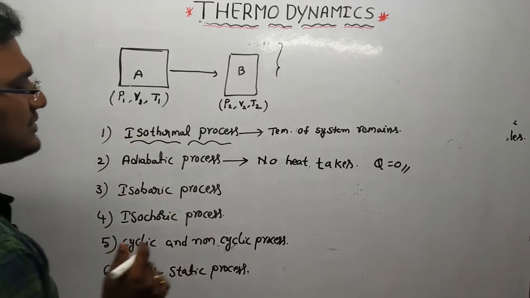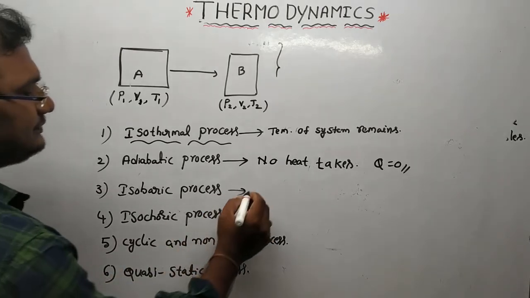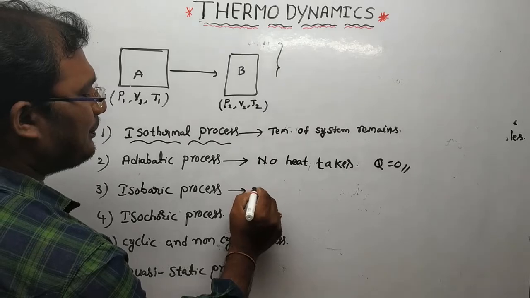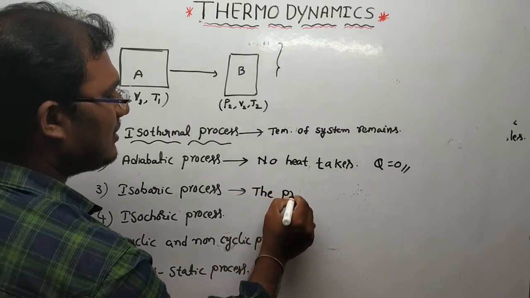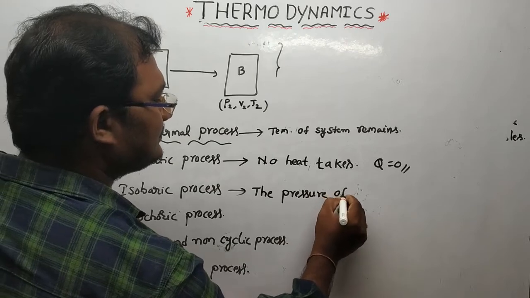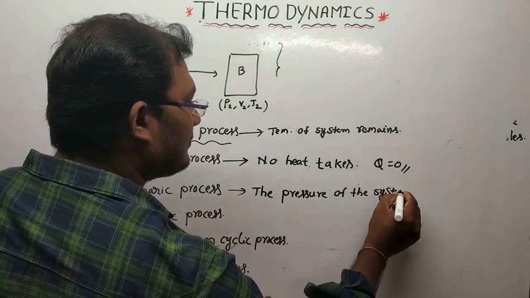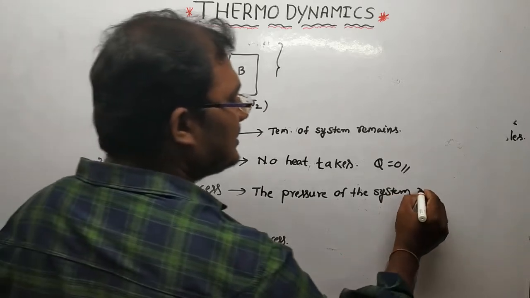Next one, isobaric process. The process in which the pressure of the gas or the pressure of the system remains constant.